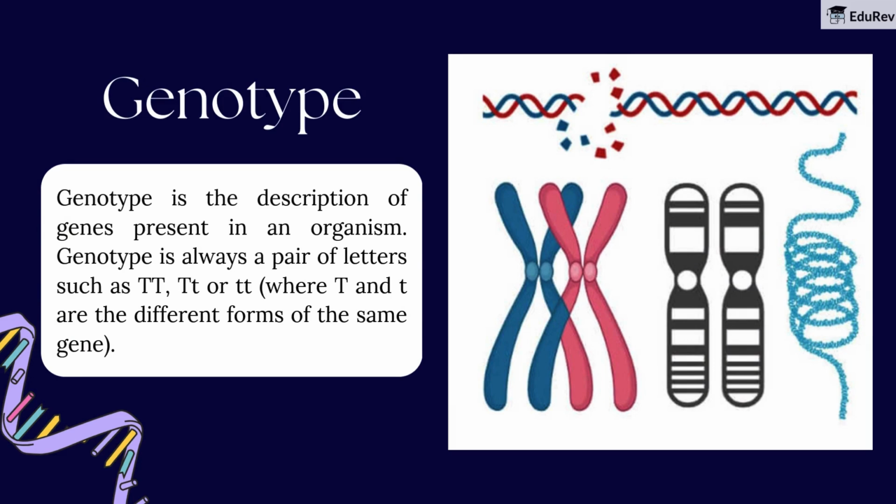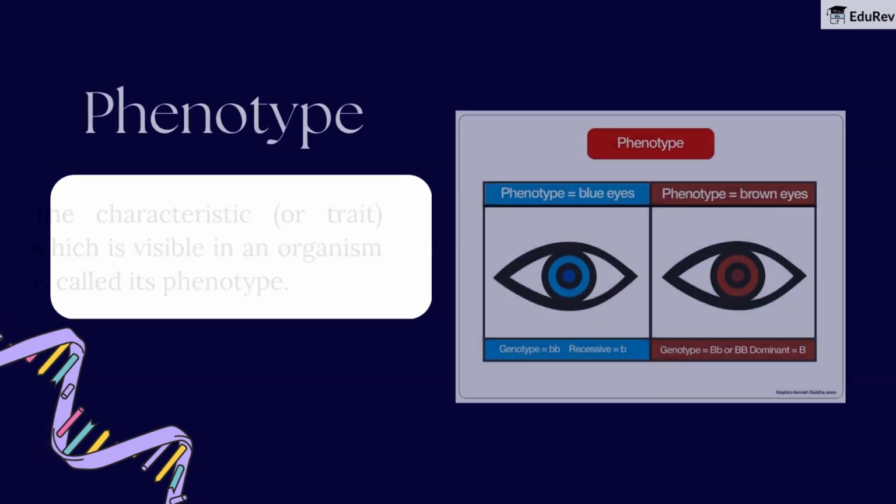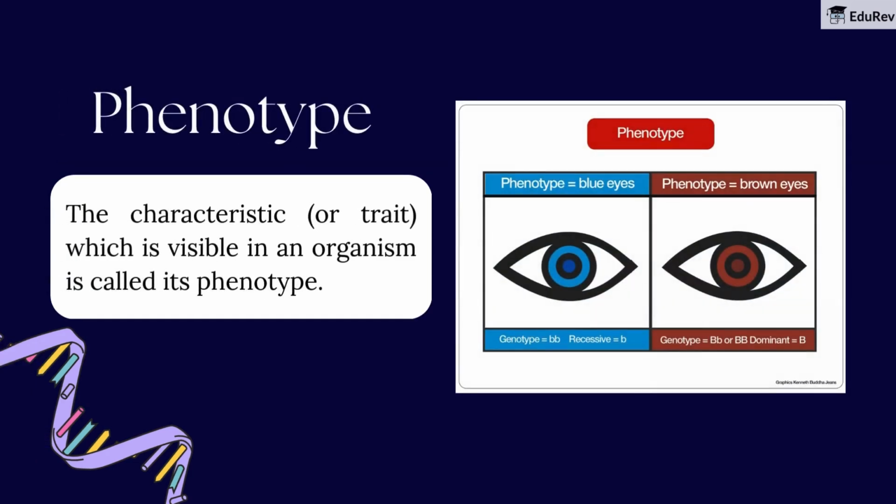Genotype is the description of genes present in an organism. Genotype is always a pair of letters such as TT, Tt or tt, where T and t are the different forms of the same gene. Phenotype, the characteristic or trait which is visible in an organism, is called its phenotype.